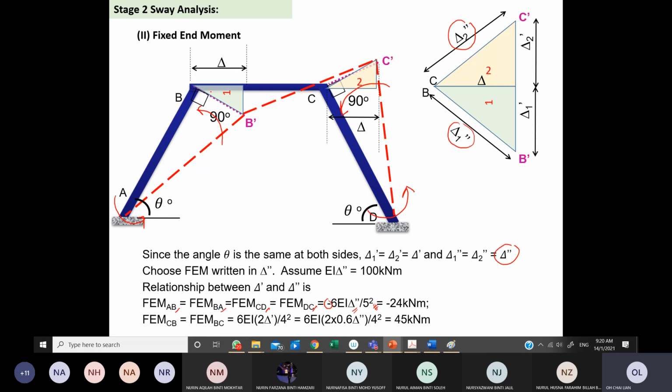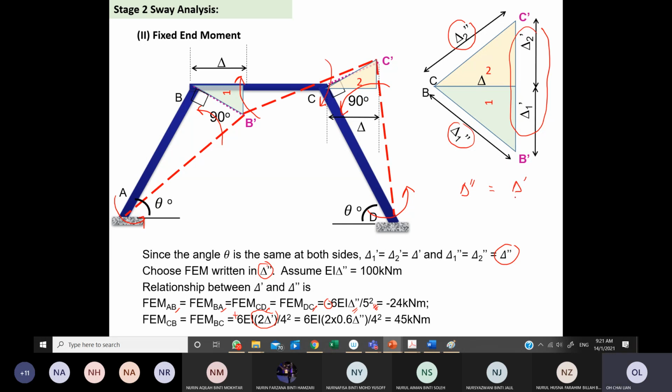So for fixed moment BC, how about fixed moment BC? Clockwise or counterclockwise? Clockwise. Yeah, very good. So this is to push it back in such, and this is to push it back here. Okay, so it will be in positive value 6EI, and you have a delta 2 double prime. Okay, we are adding this, over L squared. But right now we just want to have one parameter. We have chosen here. We want to represent all the fixed moments in delta double prime. So I want to know what is the relationship between delta double prime and delta prime.